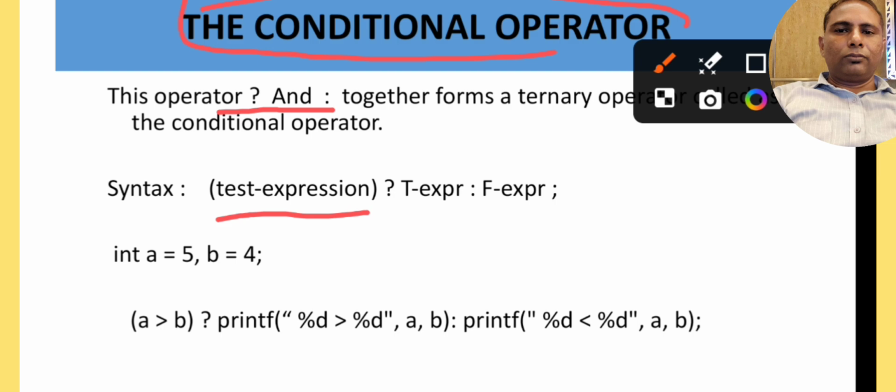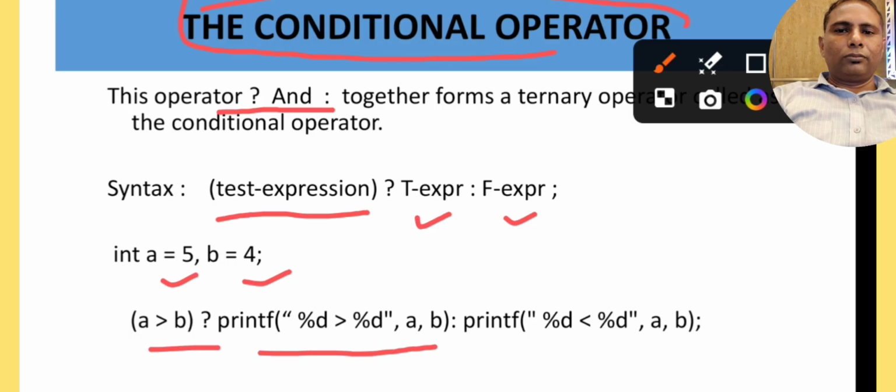Then we will use the question mark. Then we will write the true condition. After that we will use the colon and we will write the false condition. For example, here we have taken a is equal to 5 and b is equal to 4. Now we can check whether a is greater than b or not. So we are writing the question mark here. Then we are printing that a is greater than b.